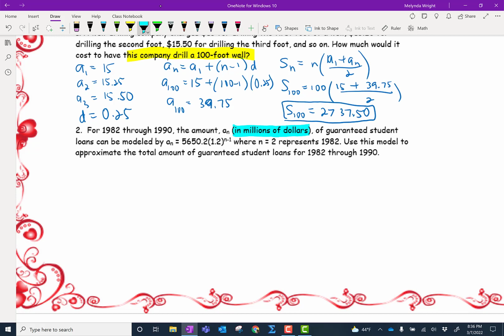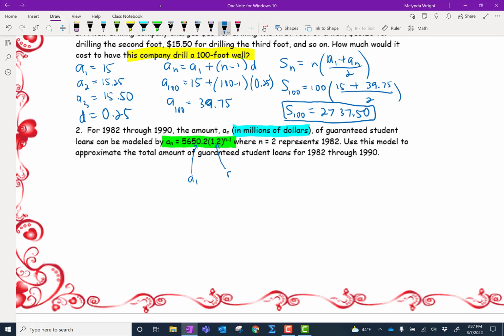Okay, so let's see, of guaranteed student loans we made, so we have this formula. Take a look at this. What kind of formula do you think that is? Okay, that's a sequence formula for geometric. Let's remind ourselves, what is that spot? That's r. This spot is a sub 1. Okay, so that's our sequence formula.